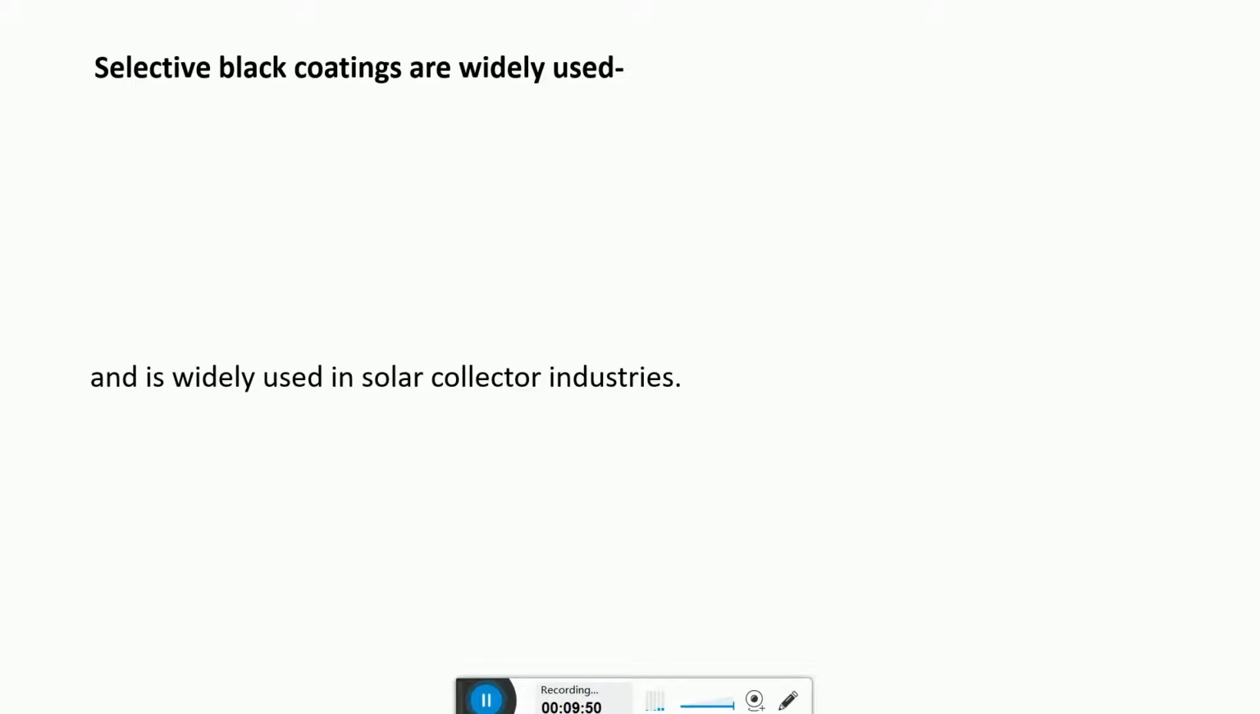Selective black coatings are widely used. We know that there are several selective black surfaces which can be used on solar collectors. Here are the preparation techniques of some of the selective black coatings which are widely used, briefly.